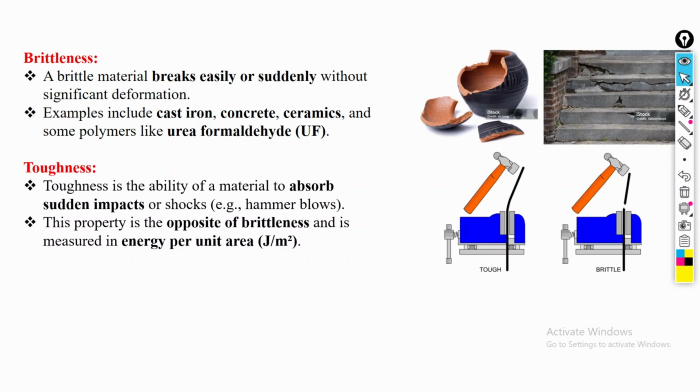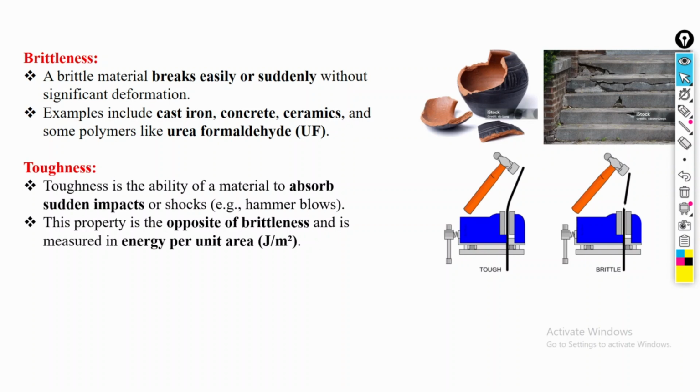Okay, if we exert the same external force on this material and it becomes brittle, then we call it less tough. So toughness is actually the ability of that material to absorb the external force. Toughness is the ability of the material to absorb the sudden impact or shock when applied to it. So this was that example.